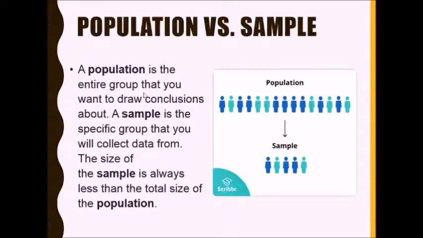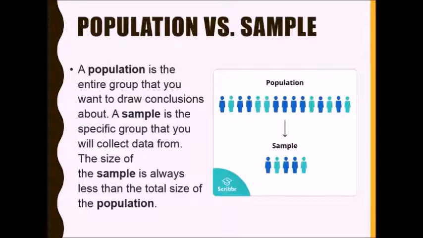Okay, so first let's differentiate the population and the sample. A population is the entire group that you want to draw conclusions about. So, for example, you conducted a study and you wanted your respondents to be the set of all grade 7 students in your school. That means you leave no one out, all grade 7 students are your respondents, then what you've considered is the population.